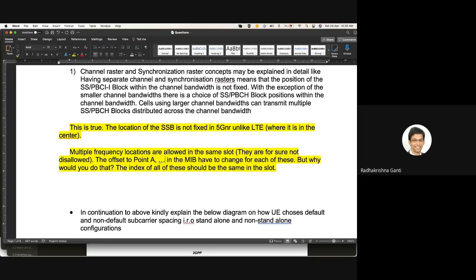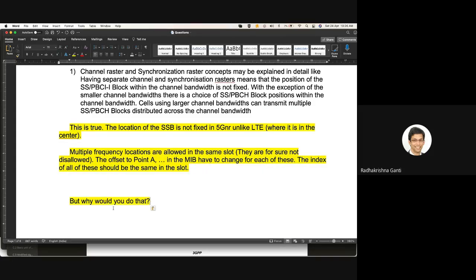But the more important question is, why do you want to do this? I don't know who asked this question, but why do you want to put multiple SS blocks across different frequencies? What is the point of doing that?